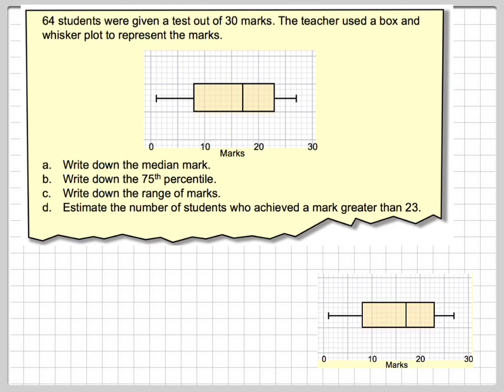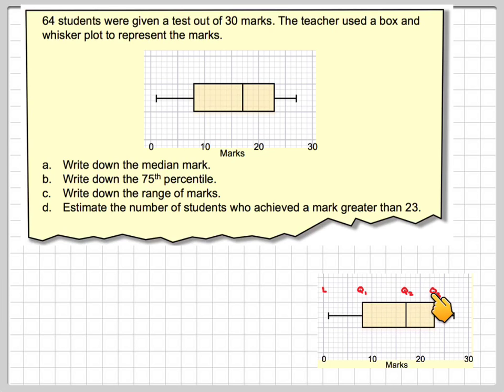So the first thing we'll do, we'll understand what each of these things actually mean on a box and whisker plot. Well, the first value here of the whisker is the lowest mark. This is known as the lower quartile, so there's 25% of the marks between L and Q1. Q2 is known as the median, and there's another 25% of the marks between Q1 and Q2.